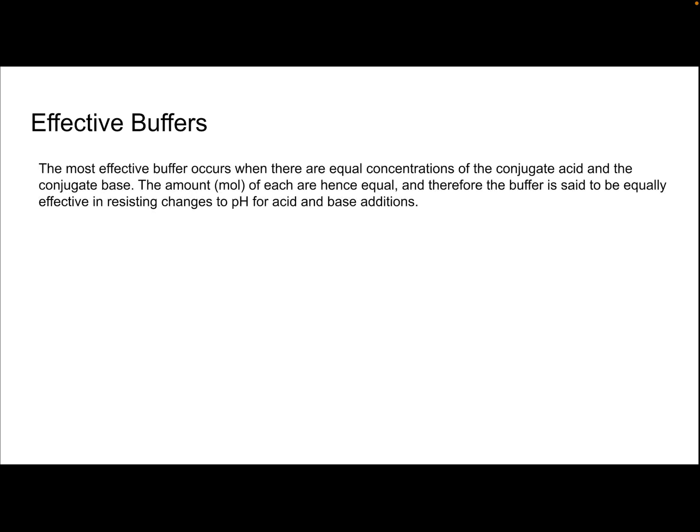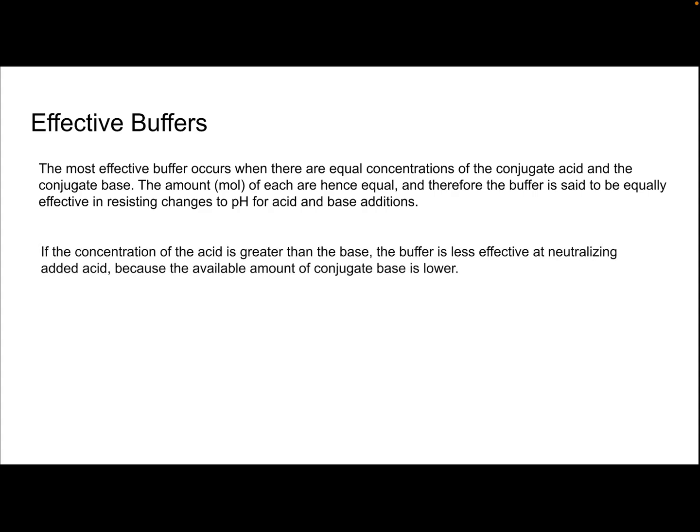Alright, so let's talk about what an effective buffer is. The most effective buffer occurs when there are equal concentrations of the conjugate acid and the conjugate base. Because when the concentrations are equal in the same volume of liquid, the amount will also be equal, since n equals CV. Therefore, the buffer is said to be equally effective in resisting changes in pH for acid and base additions. So if I add either acid or base, they're going to be equally as effective because there's an equal amount of acid that can react with my added base, and there's an equal amount of base that can react with any added acid. So this is the most effective buffer.